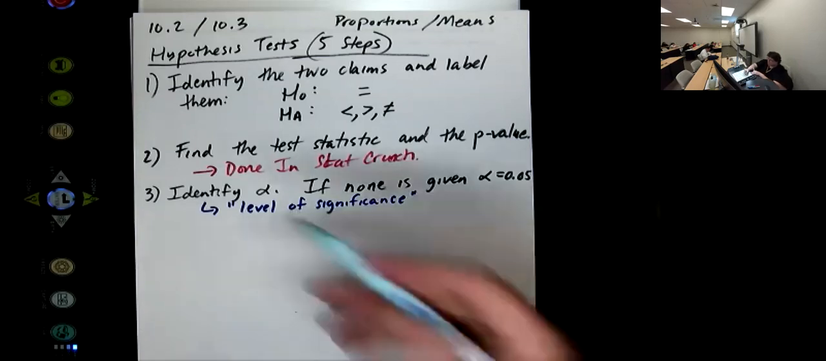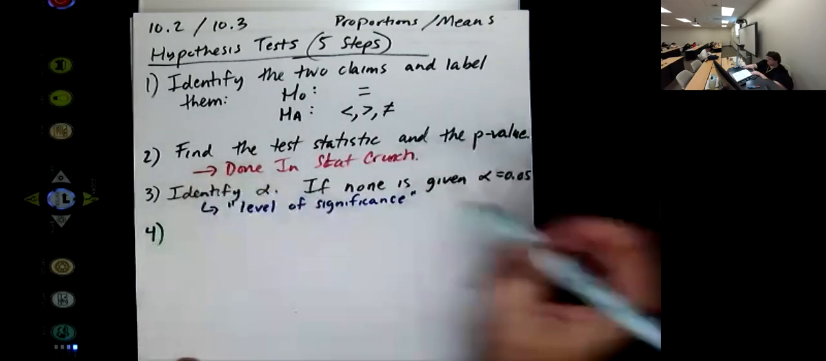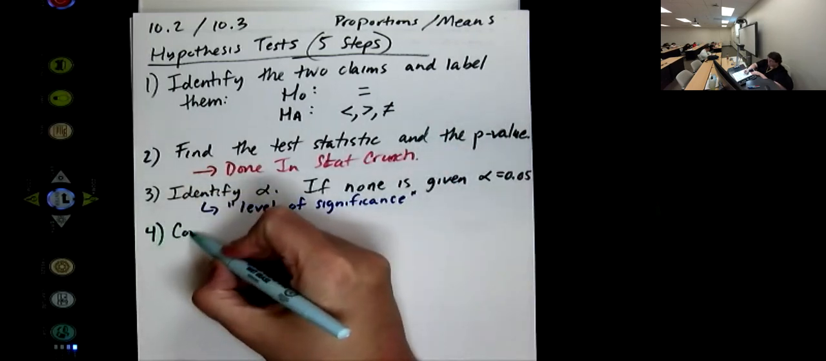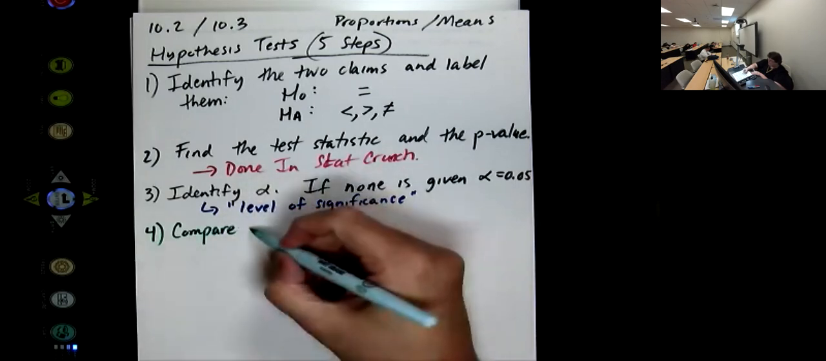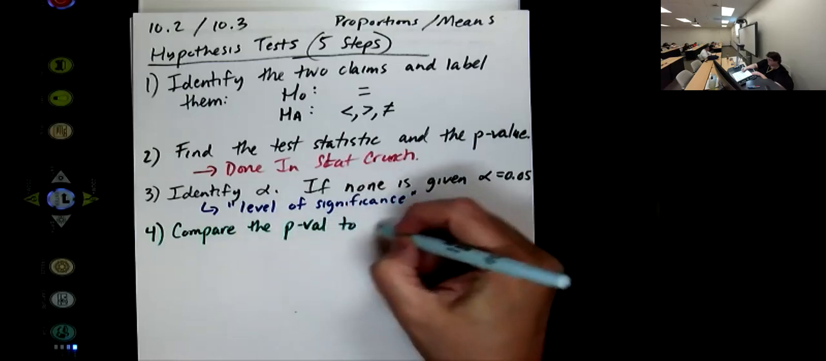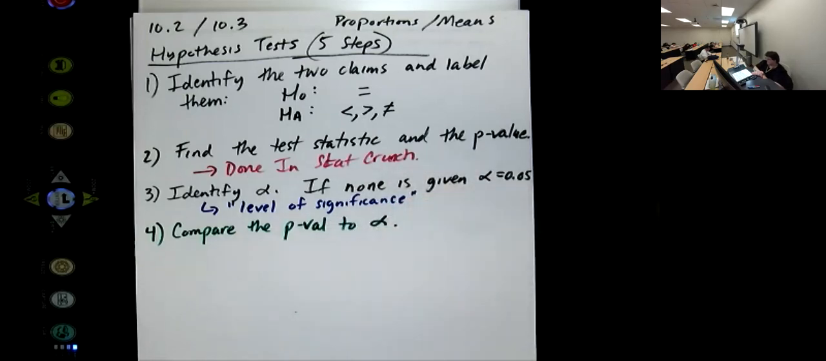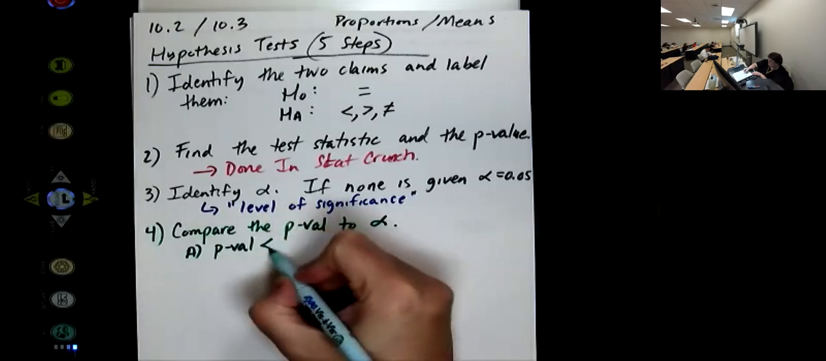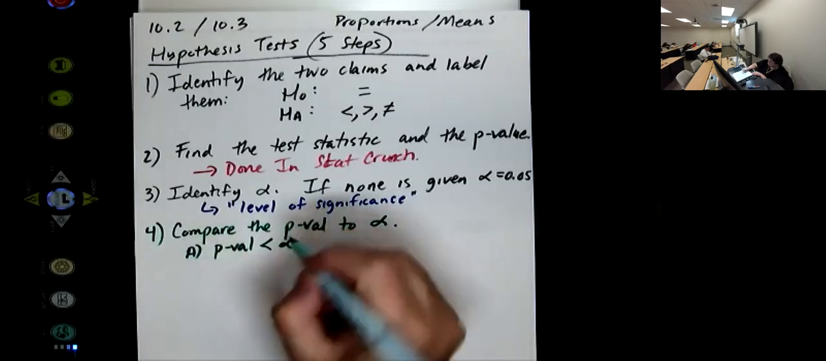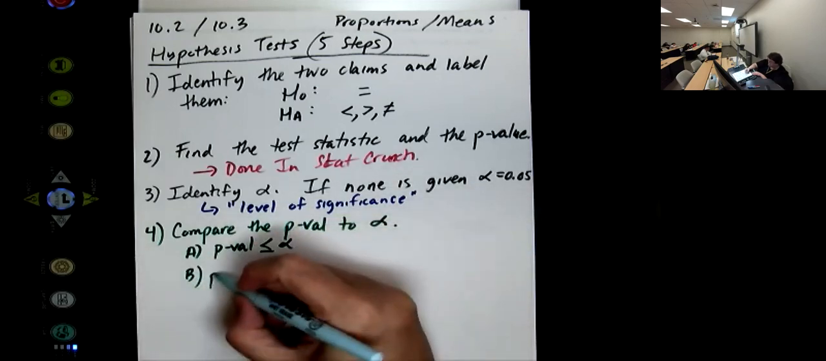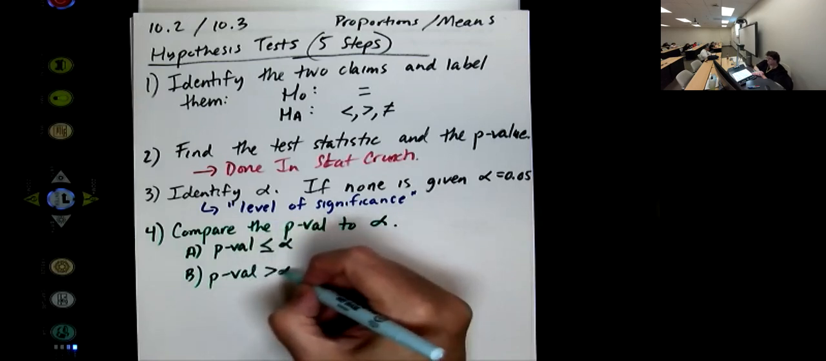Step 4 is really where we actually have to do something on our own, other than identifying H naught and HA. We need to compare the p-value to alpha. And you will have two possible outcomes. A, the p-value is less than alpha. Why not? Let's throw in the equal to there. B, the p-value is greater than alpha.